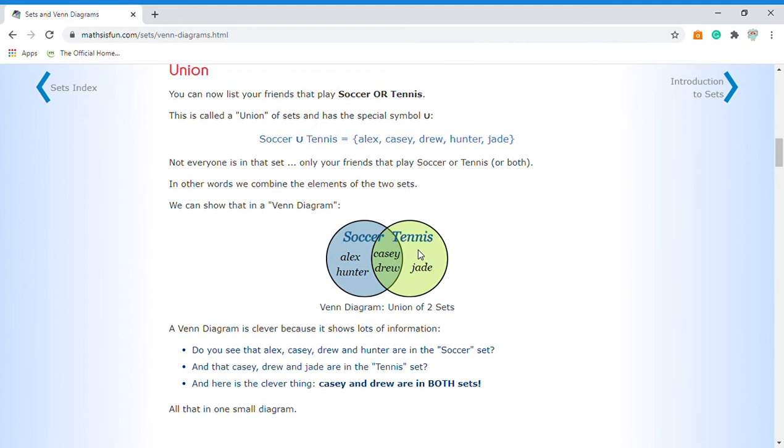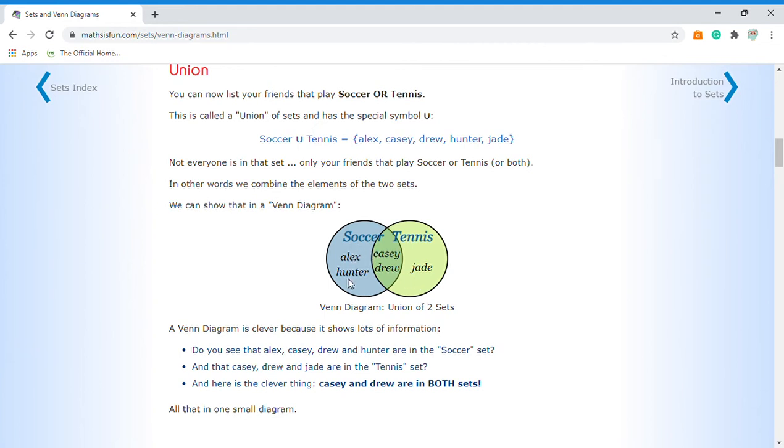Good. Then in the middle, Casey and Drew. What that means, why we wrote their names in the middle, is because Casey and Drew like soccer and they like tennis. So as a result, we have put their names in the middle of those two circles to show that they like both.